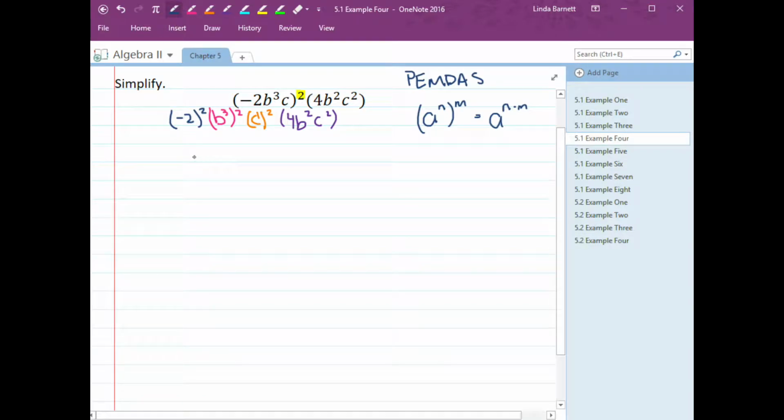-2 squared is going to become -2 times -2, which is 4. b cubed to the power of 2, I can multiply these two together. 3 times 2 is 6, so I get b to the power of 6. And c to the first power times 2 is going to be c squared. Now this monomial is still being multiplied by that second one, 4b squared c squared.